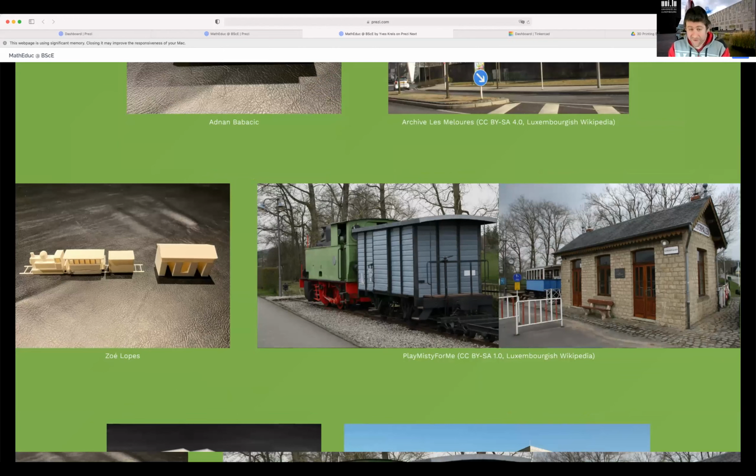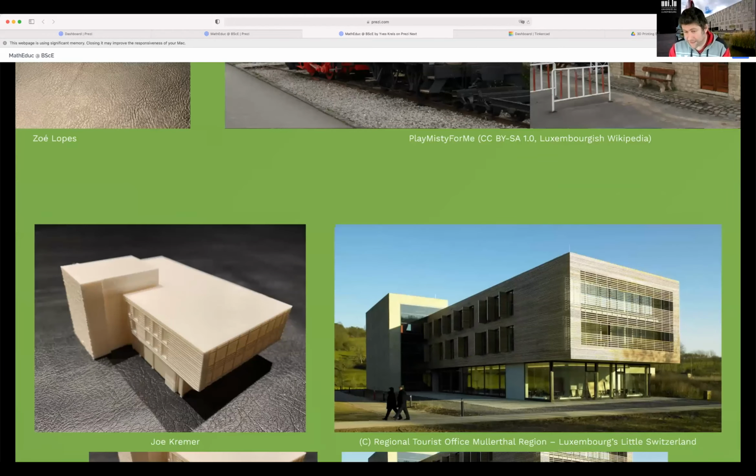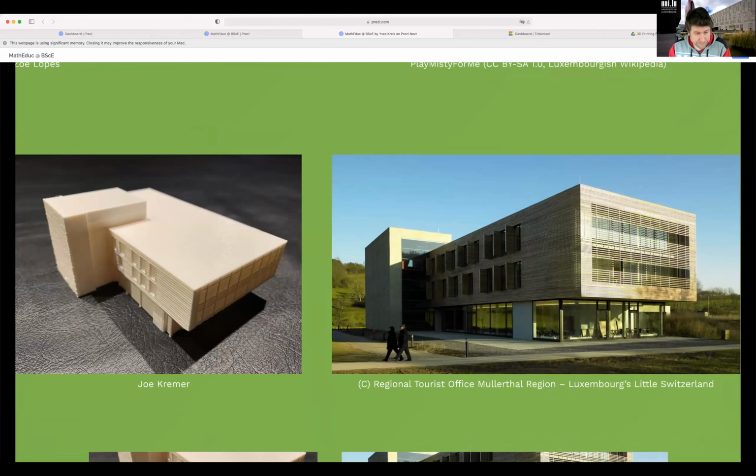Then you have a very old train, which is in the west of the country. Also quite an impressive design, which was a little bit harder to print. And then you have the youth hostel in Echternach, where you can see that a lot of details have been realized. All this wooden facade, and also the stone wall, has been realized quite well.